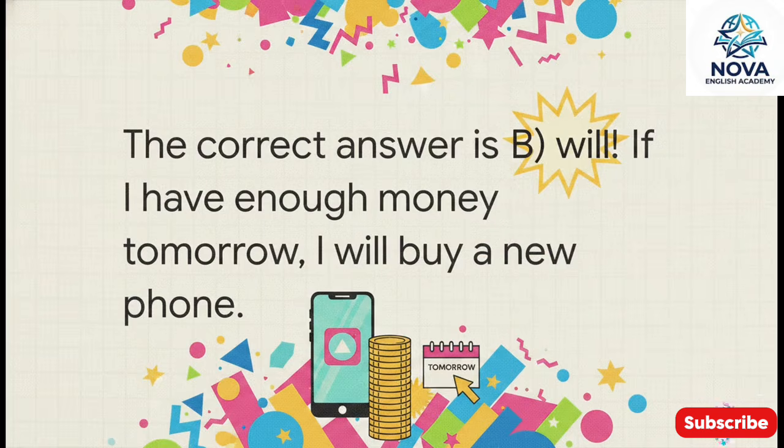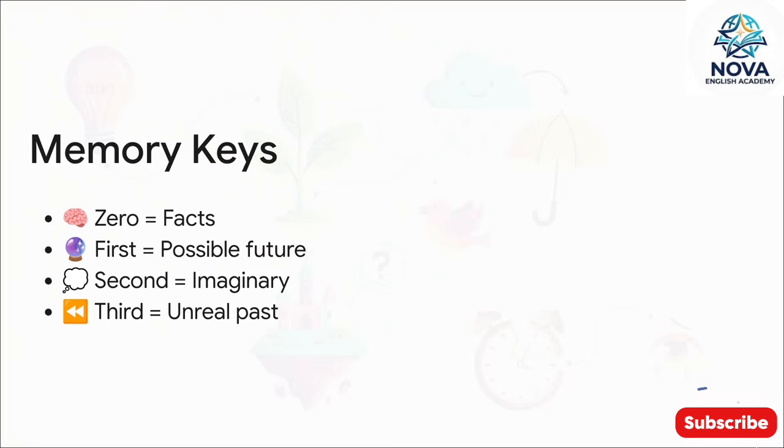Did you get it? The correct answer is B, will. If I have enough money tomorrow, I will buy a new phone. Because having enough money tomorrow is a very real possible future situation, we absolutely have to use the first conditional structure.